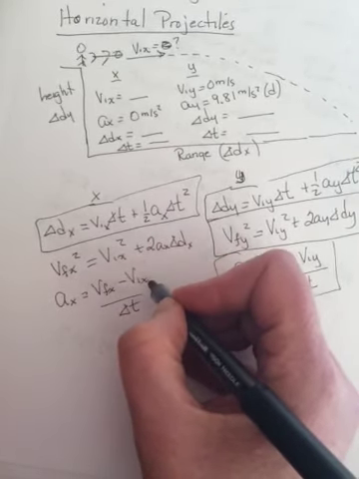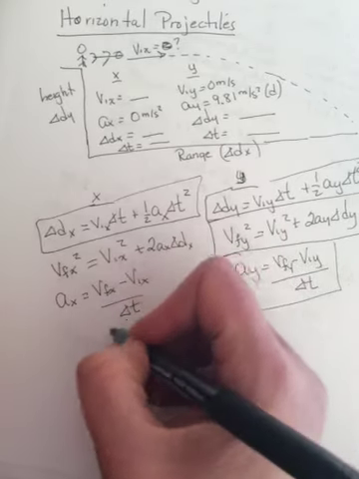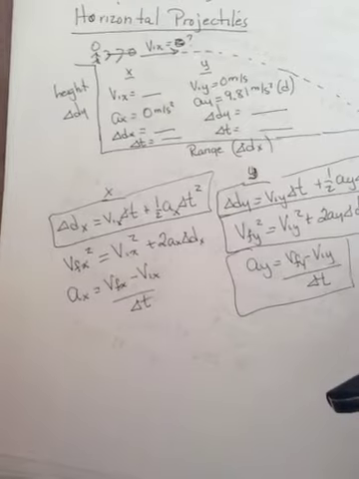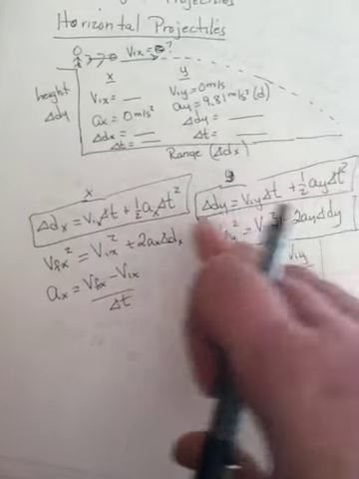Vfx and vix are the same, so this side is 0 and ax is 0. This one proves that 0 is 0. We might have already known that. Okay, so these are the equations.